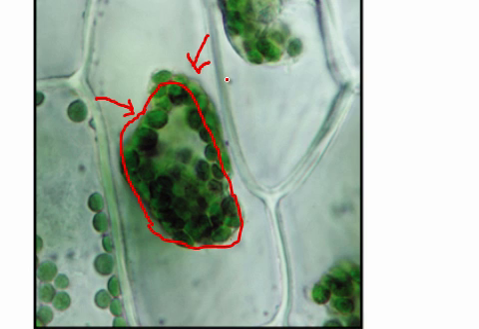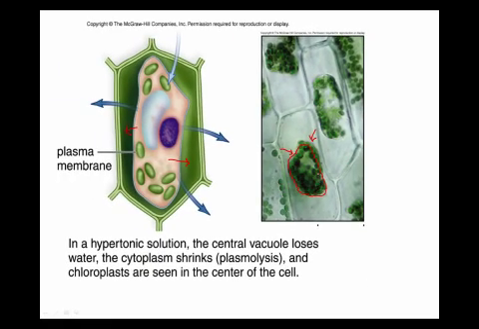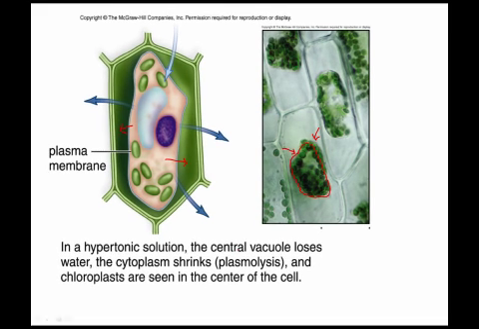Now what you can see there are the chloroplasts, the little green chloroplasts, and that allows you to see the boundary of the plasma membrane where it's pulled back away from the cell wall. The term for this is plasmolysis.